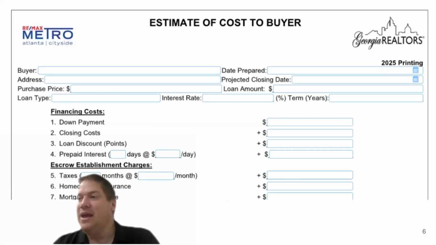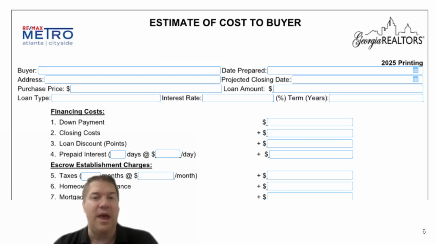Estimate of cost to the buyer. How many people have used this? Nobody. Okay. Ken, that doesn't surprise me. You do mostly listings, so I'm okay with that. But Robin, you do mostly buyers, and you just don't do these forms? Okay. So again, potentially something that you might want to have them fill out versus you filling it out, but it's a helpful sheet to help them understand the details of what is involved in their cost, right?